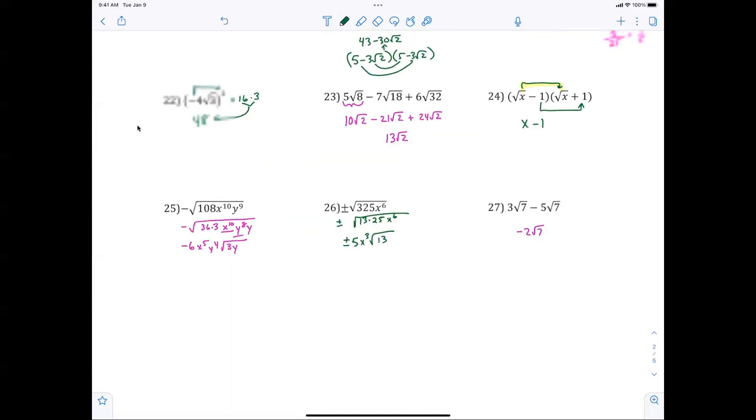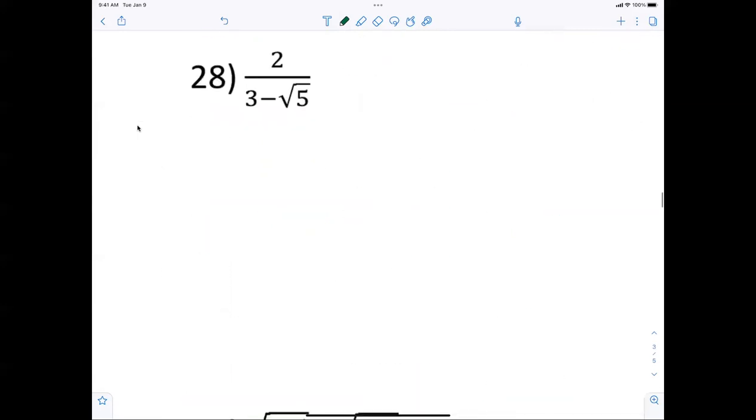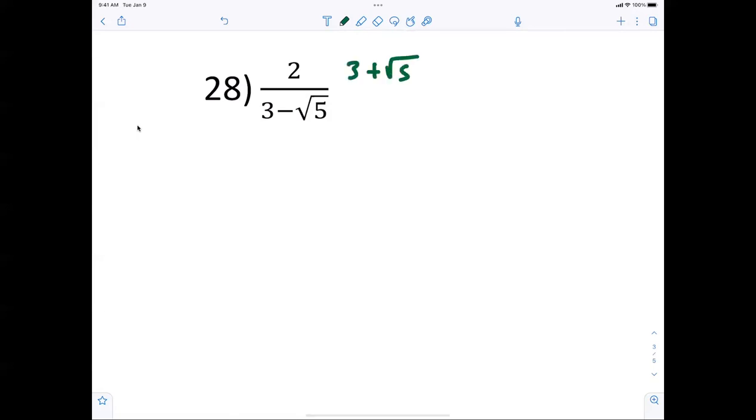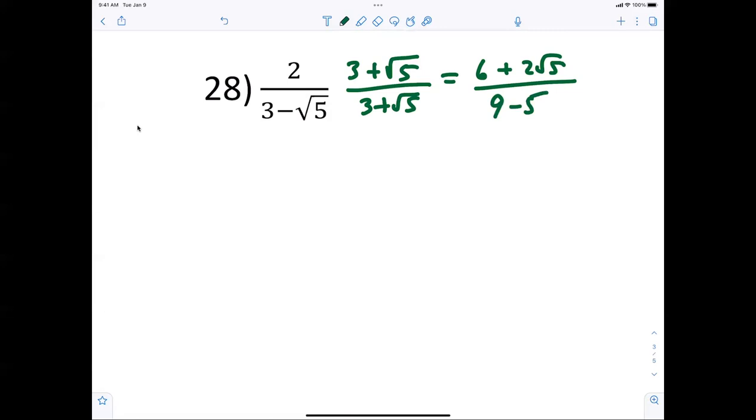All right, here we go. This one is considered the hard one. We have to multiply by the conjugate, which is 3 plus radical 5. 3 plus radical 5. Tell me, go. 6 plus 2 radical 5 over 9 minus 5. Exactly. Very good. 9 minus 5.